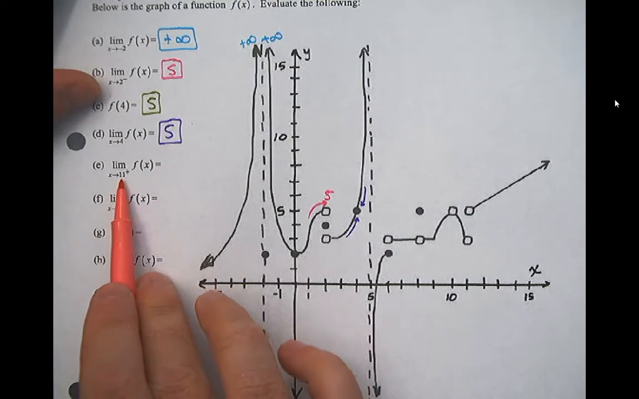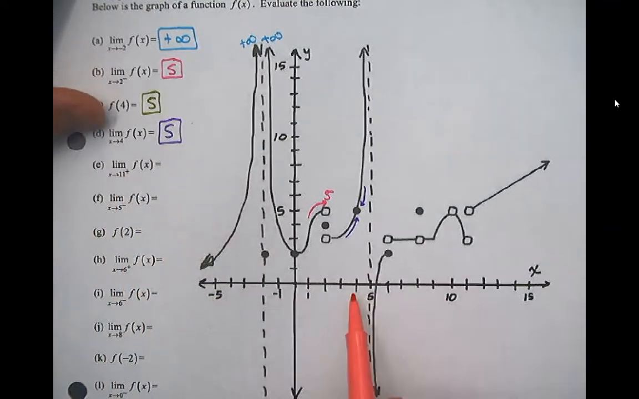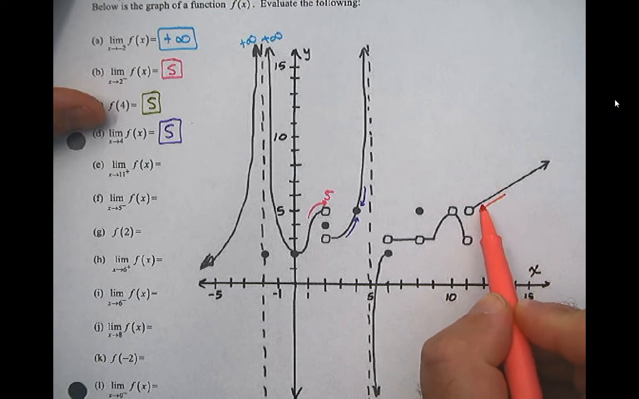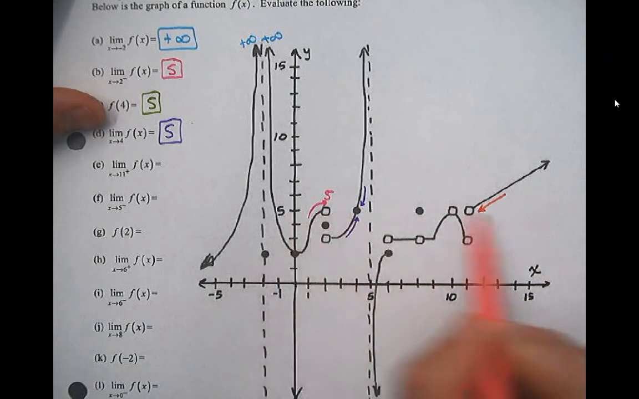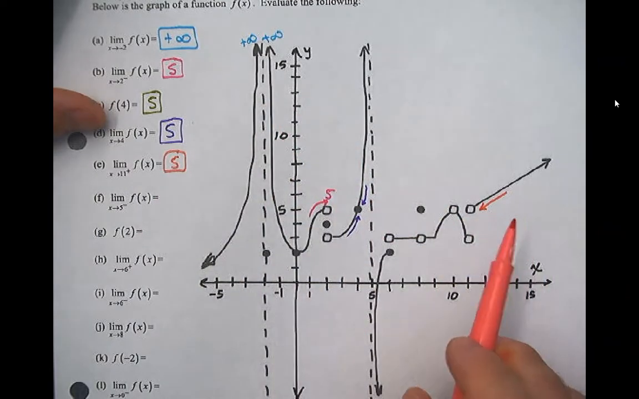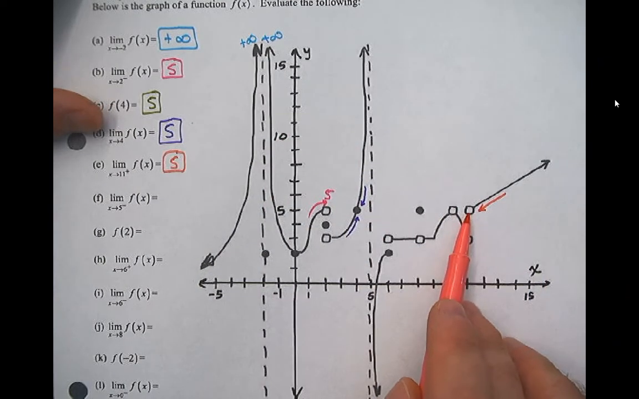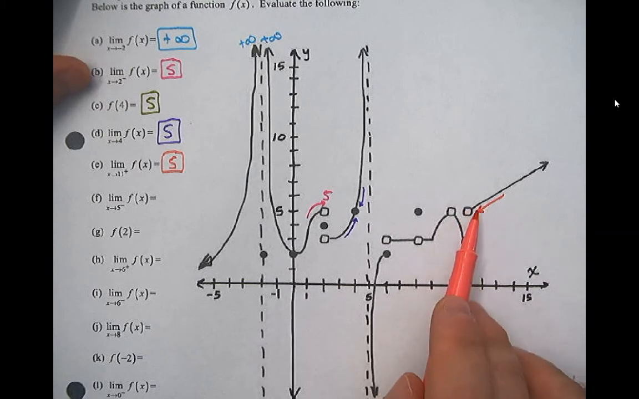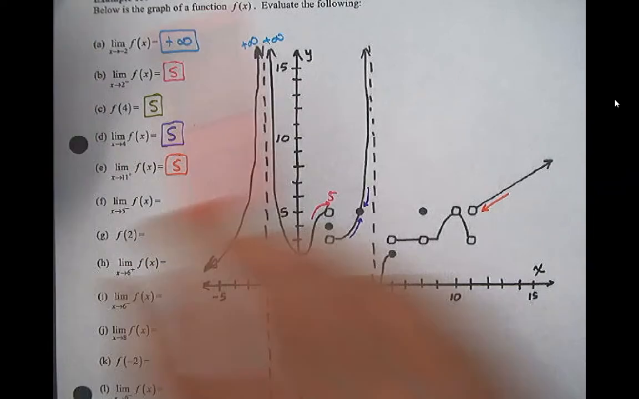What's the limit as you head towards 11 from the right? So I've got to go past 11 and come in from the right. So coming in from this side, I would reach, this is also a height of 5. Does it actually get there? No, it does not. It's an open circle, so there's a hole there. We don't actually get there, but that's not what a limit is. The limit is what the graph intended to do.